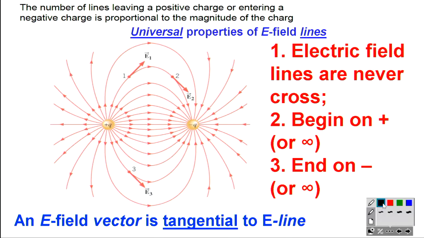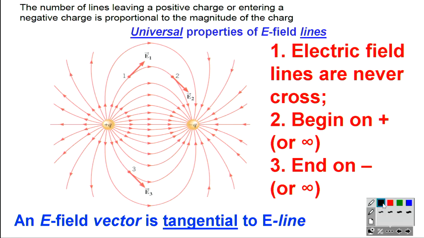And if we repeat these exercises again and again, we always arrive at the same three properties of electric field lines. First, they never cross. Second, they always begin on a positive charge or at infinity. They always end on a negative charge or at infinity. And we can use these pictures to represent electric field of any system, and we can use these pictures backwards.